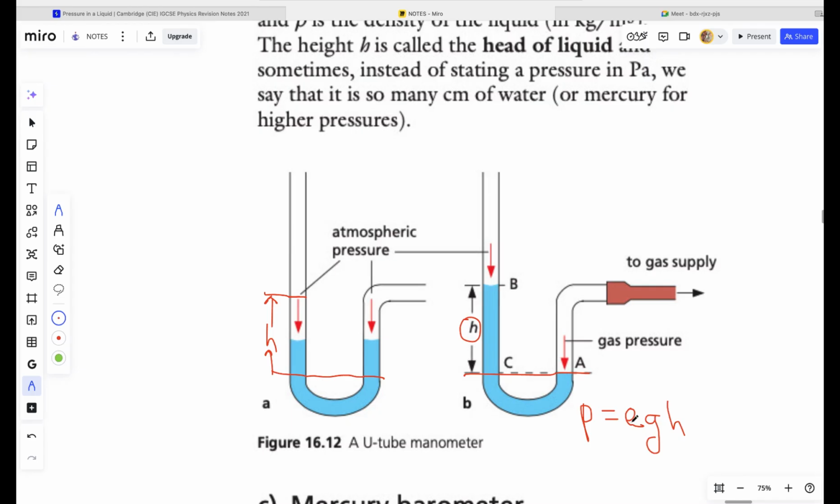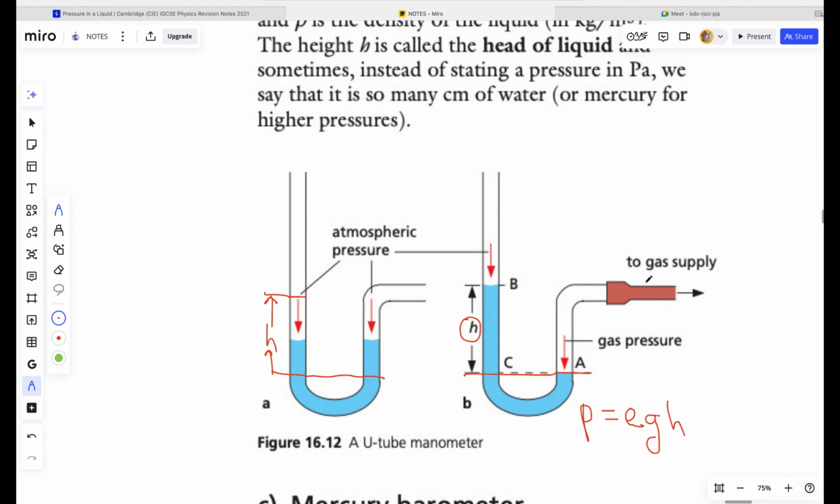So the density, if the liquid is water, but it's not water in this case, maybe mercury, you put the density of mercury, multiply by the gravity, multiply by the height you measure. This one you measure with a ruler. If you measure in millimeter or centimeter, you convert to meter. And then you bring the value here, and you get the pressure exerted by this gas.